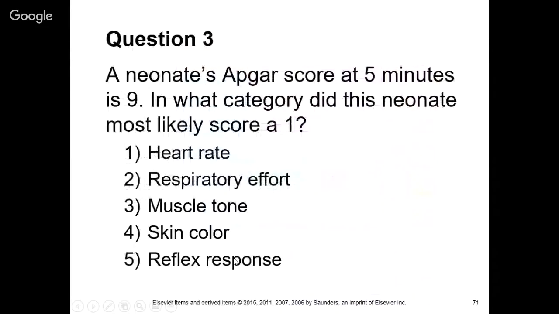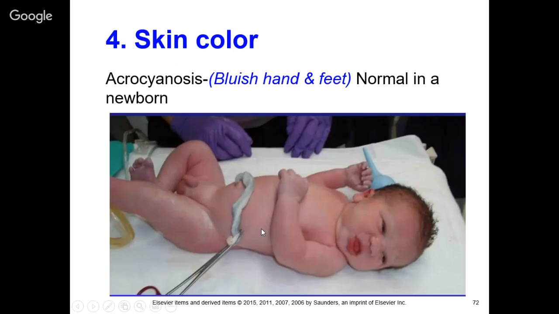So a neonate's APGAR score at 5 minutes is 9. In what category did this neonate most likely score a 1 versus a 2? And we just talked about that. That's the skin color. Acrocyanosis, bluish hands and feet. Totally normal.